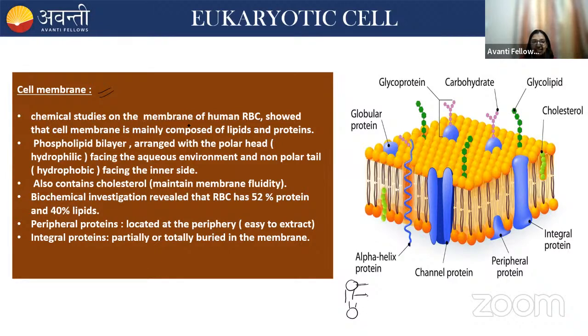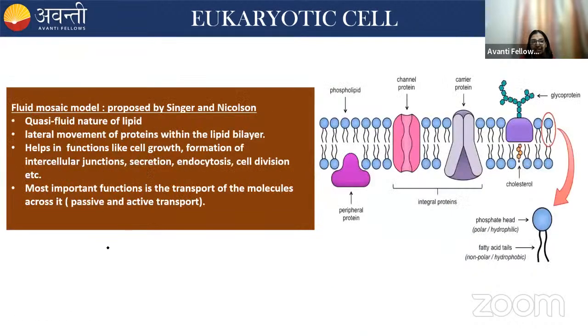Chemical studies on the membrane of human RBC showed that the membrane is composed of lipids and proteins. Two types of proteins are present: peripheral proteins, which are located at the periphery, and integral proteins, which are partially or totally buried in the membrane. The membrane also has cholesterol. The main function of cholesterol is to maintain the fluidity of the membrane.